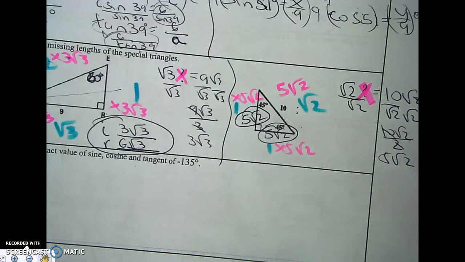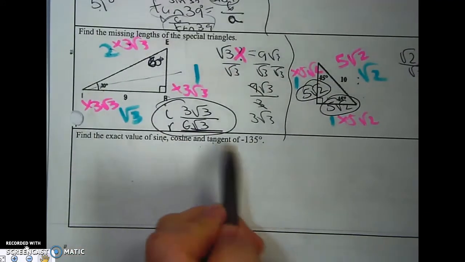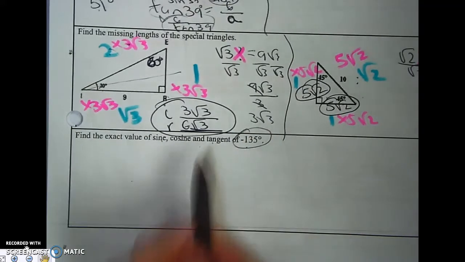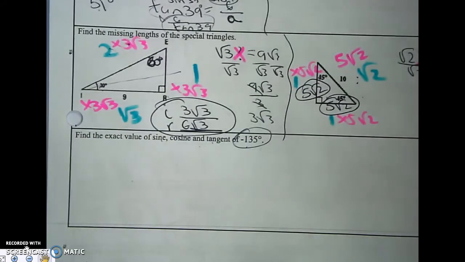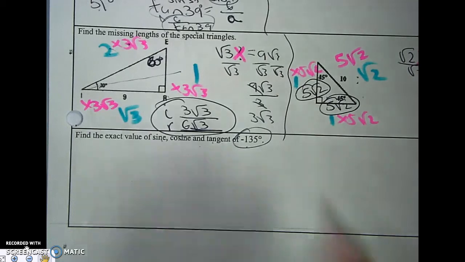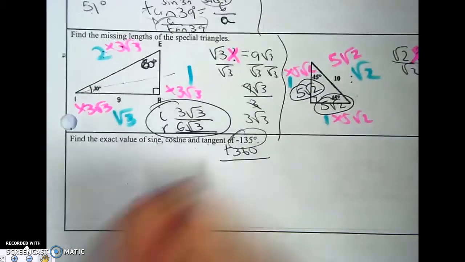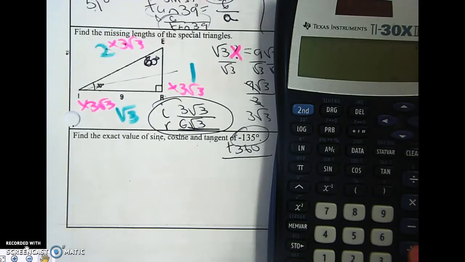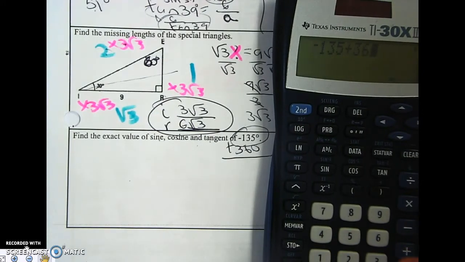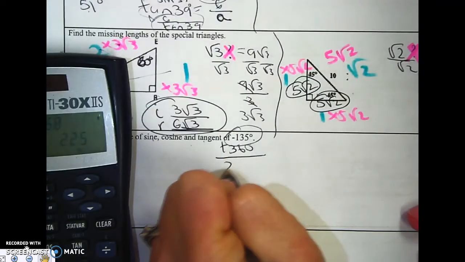All right. Find the exact value of sine, cosine, and tan of negative 135. Well, what I don't like about negative 135 is it's in negative, and you know I like things positive. So I'm going to find the coterminal. So I'm going to go negative 135 plus 360. I think it's 225, yep.